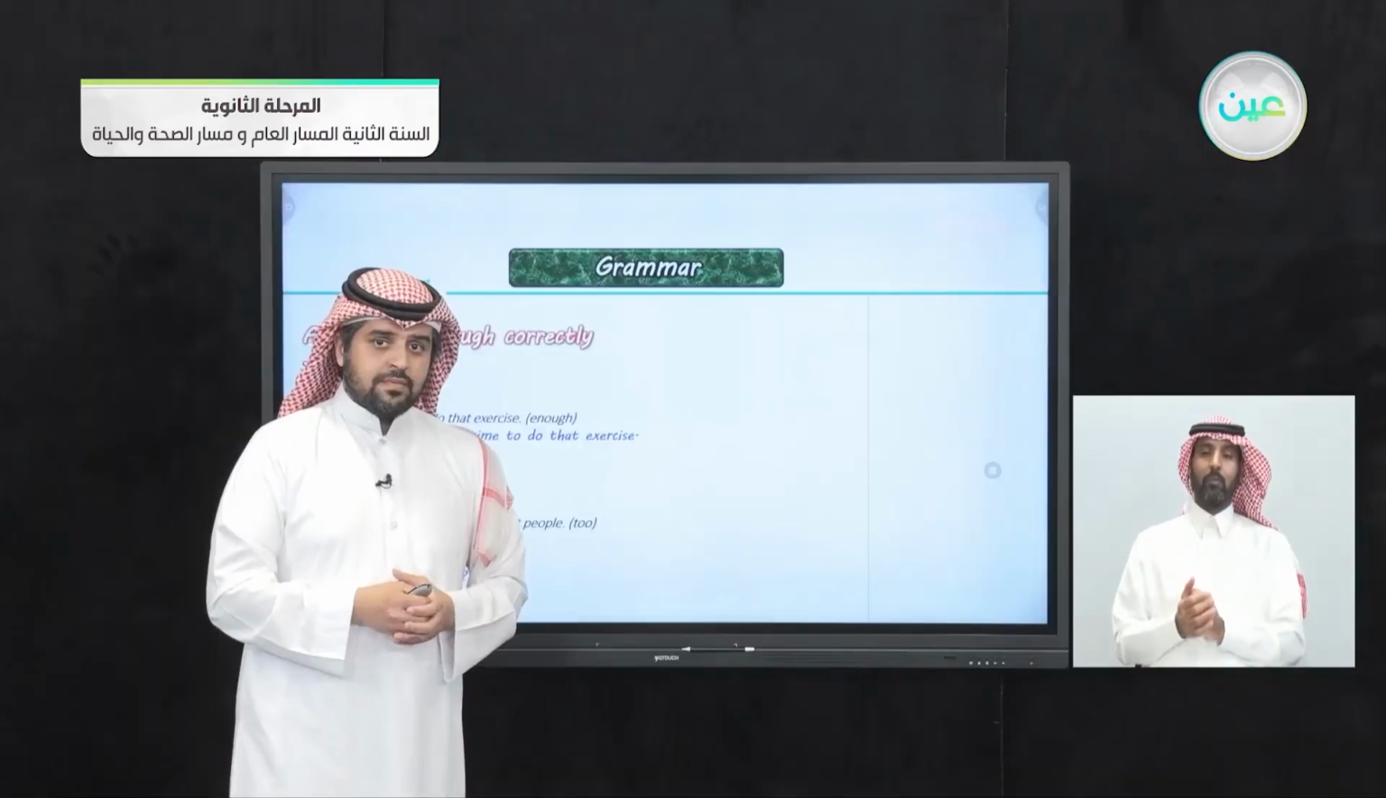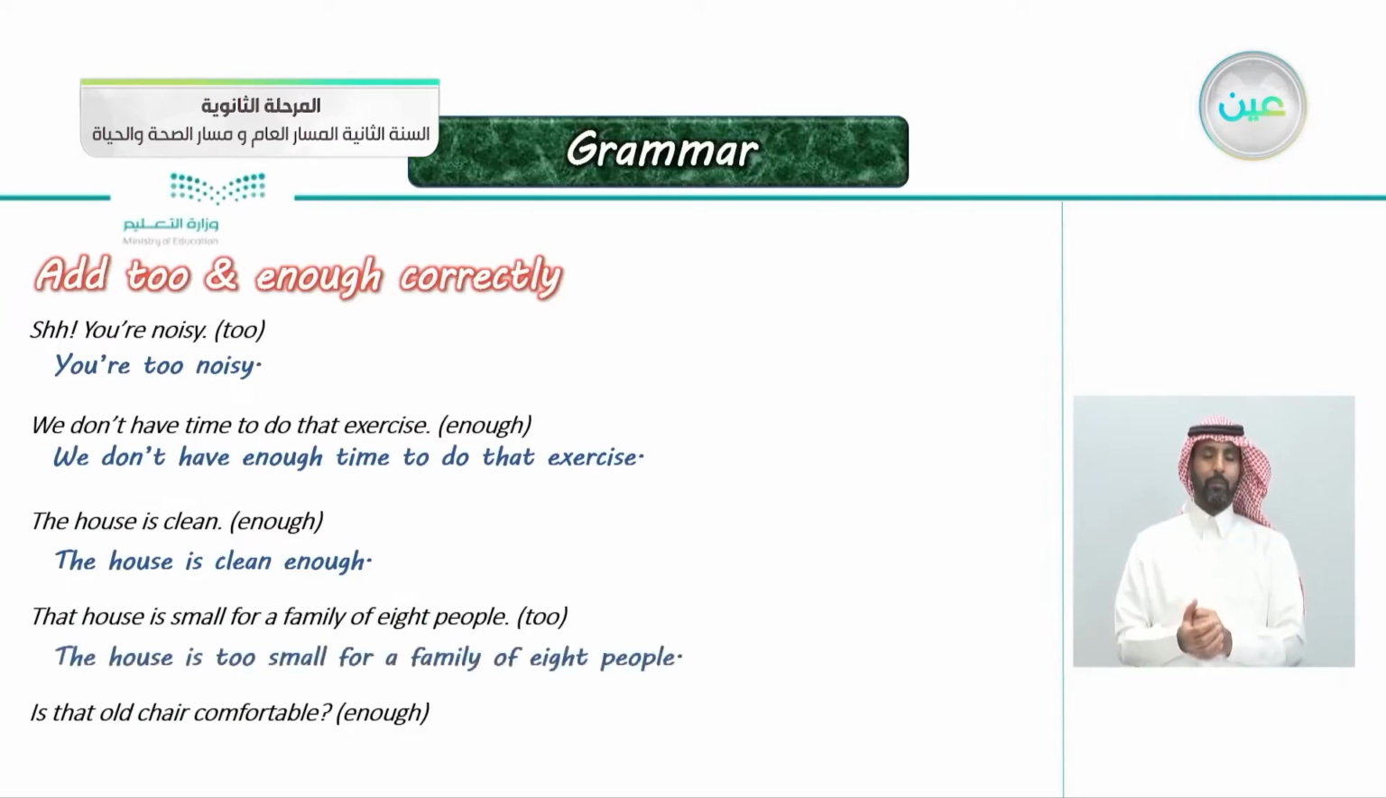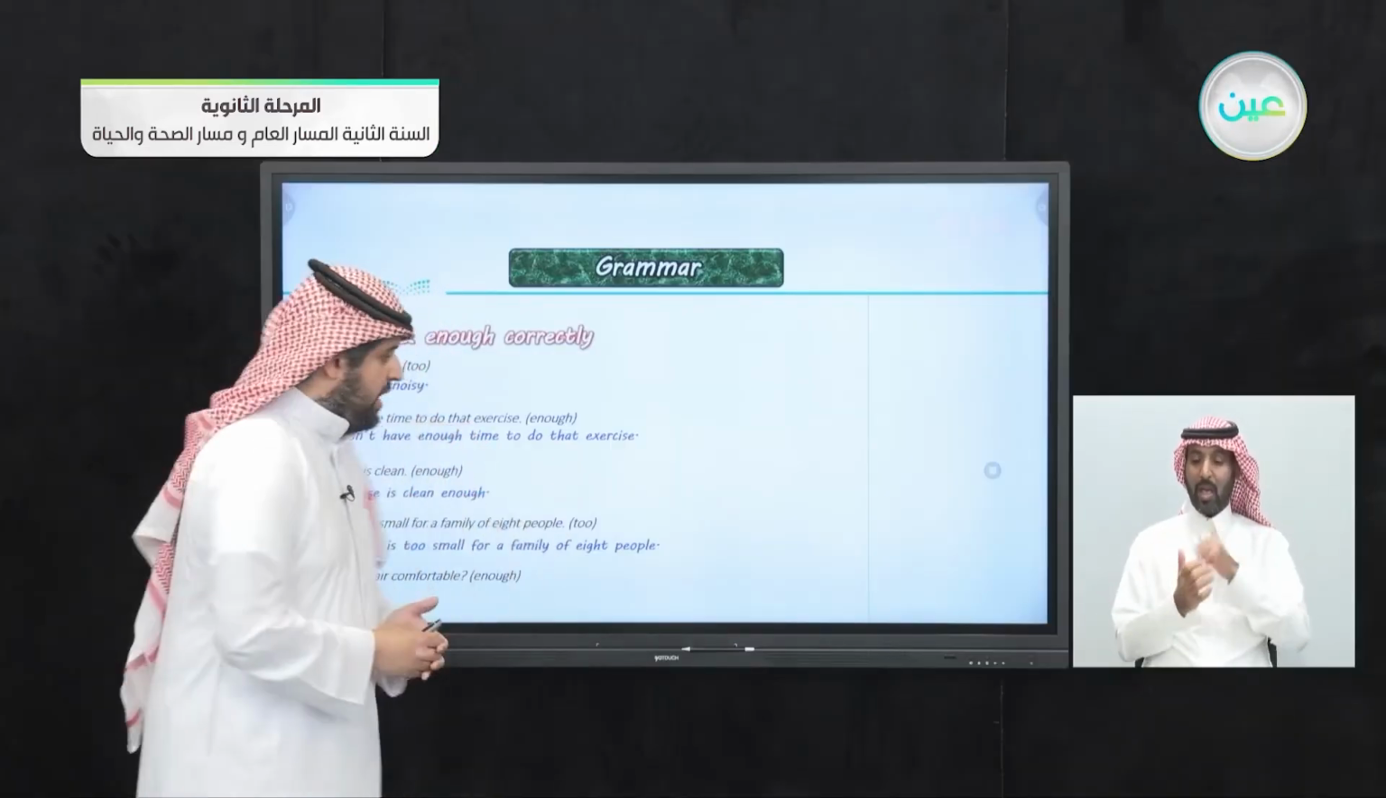So let's check the correct answer together here. Yes, the house is clean enough. The house is clean enough, so stop cleaning now. That house is small for a family of 8 people, and we have the word "too". So where does "too" fit in this sentence? Let's check the correct answer here. The house is too small for a family of 8 people, so they have to get a bigger house.